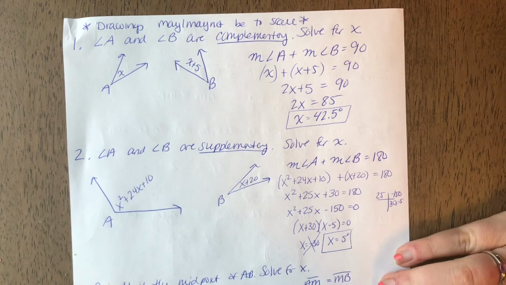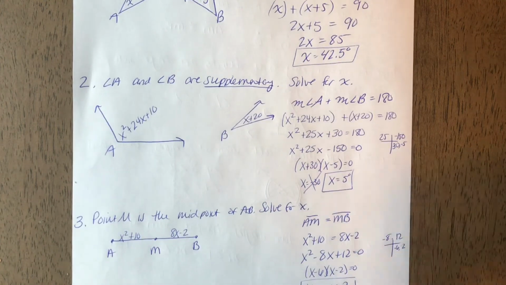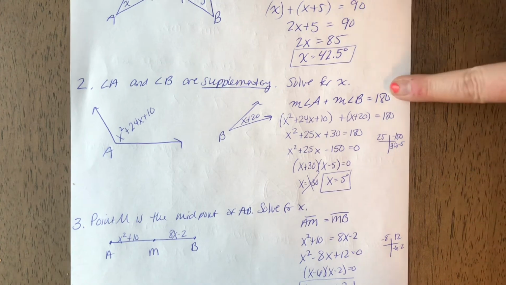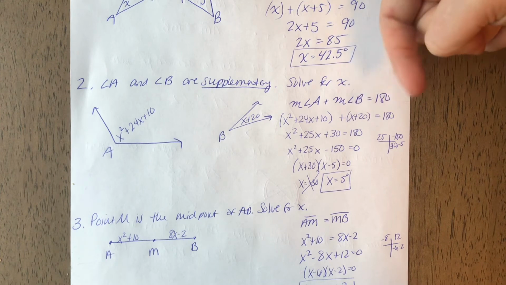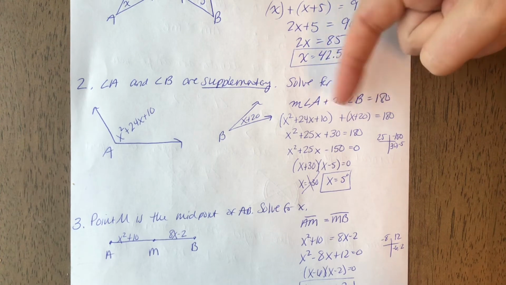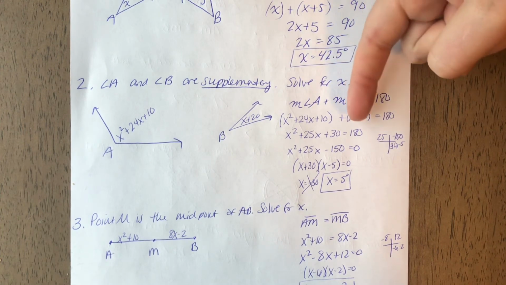Cool. Example number 2, this time we're saying that they're supplementary, and what it means to be supplementary is that they sum to 180 degrees. So again, this time we're going to deal with a quadratic. So again, I did a substitution. Noticing when I do substitution, I have parentheses around them. I'm going to combine like terms.